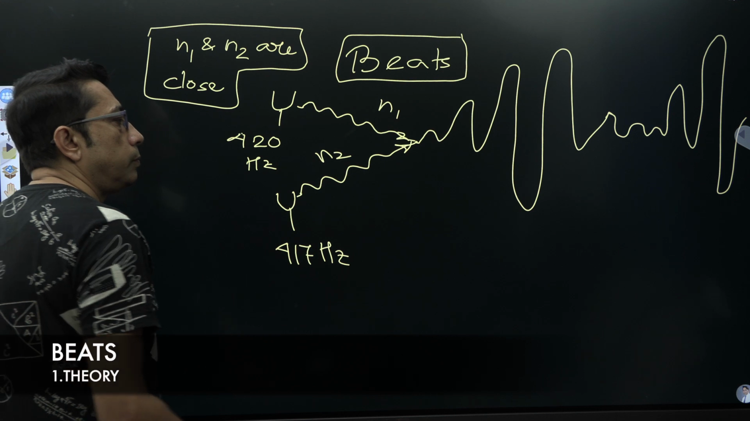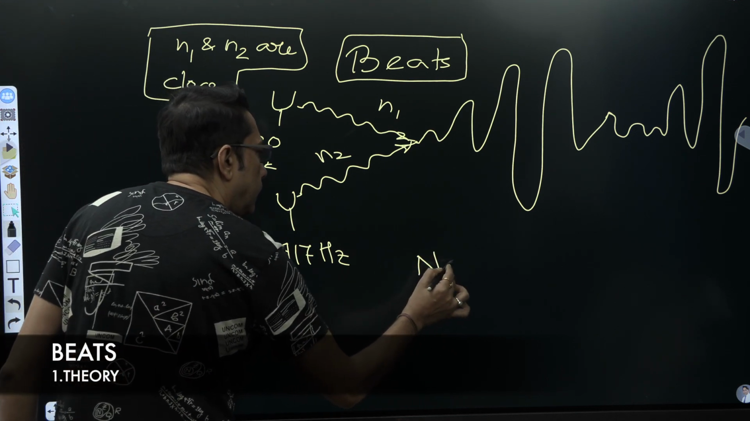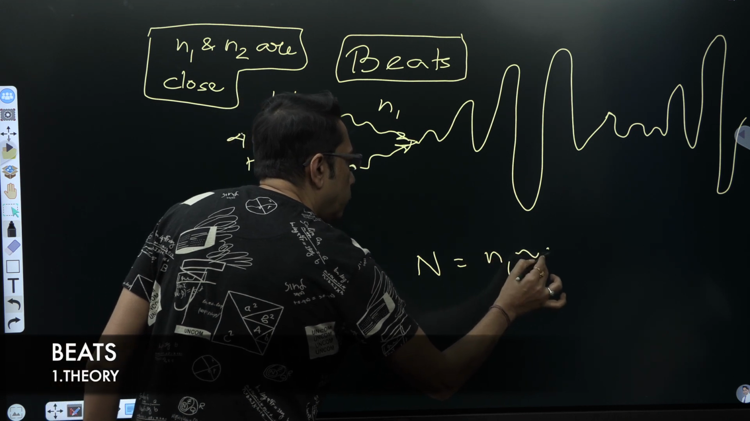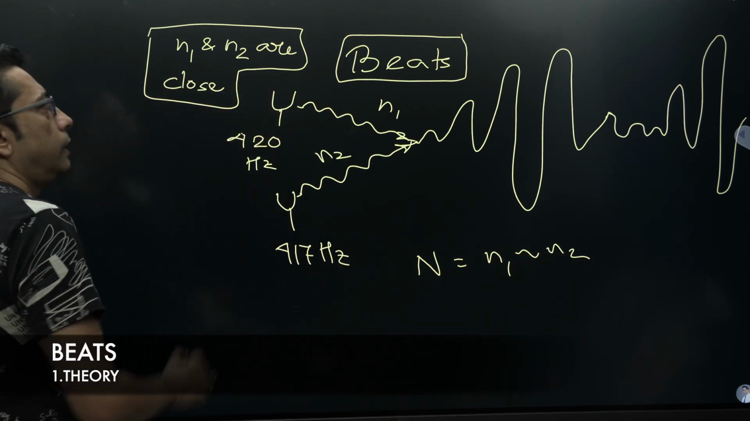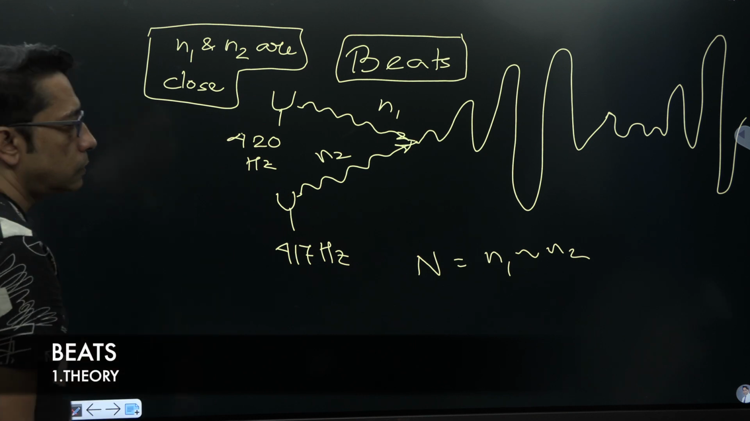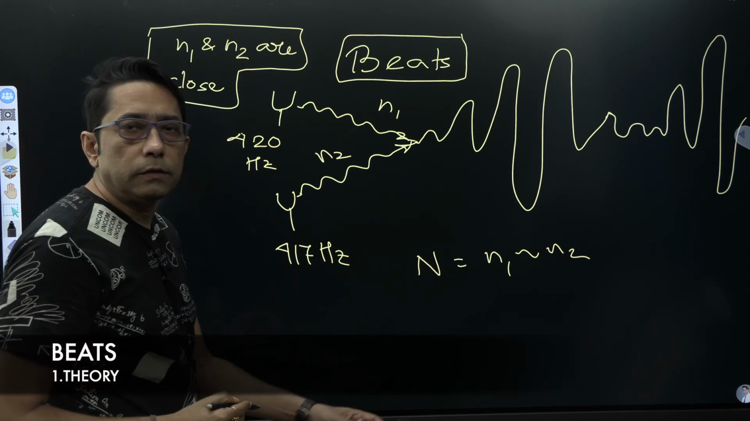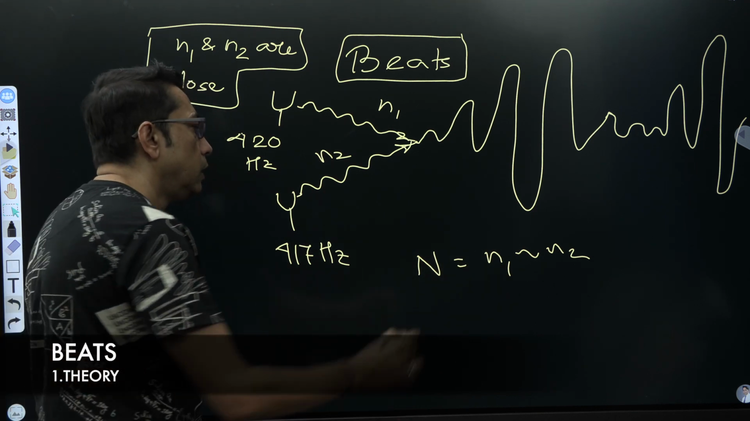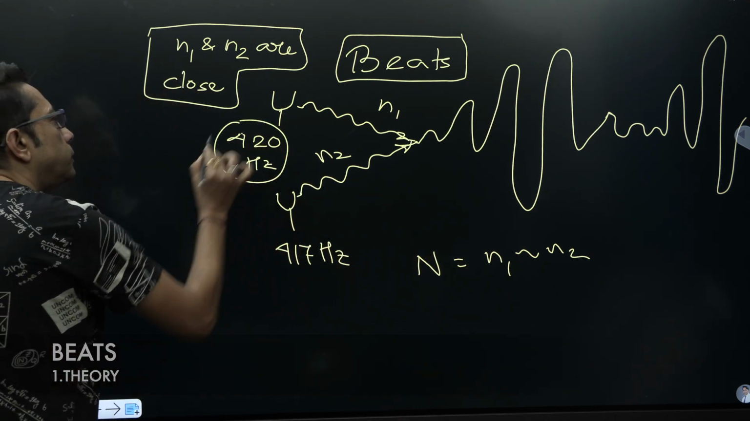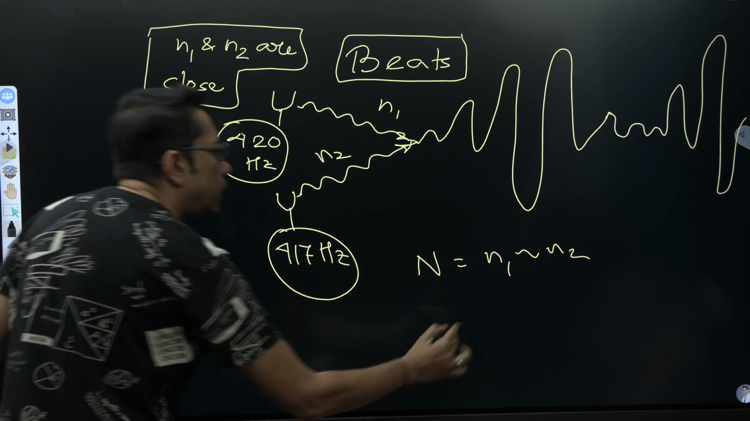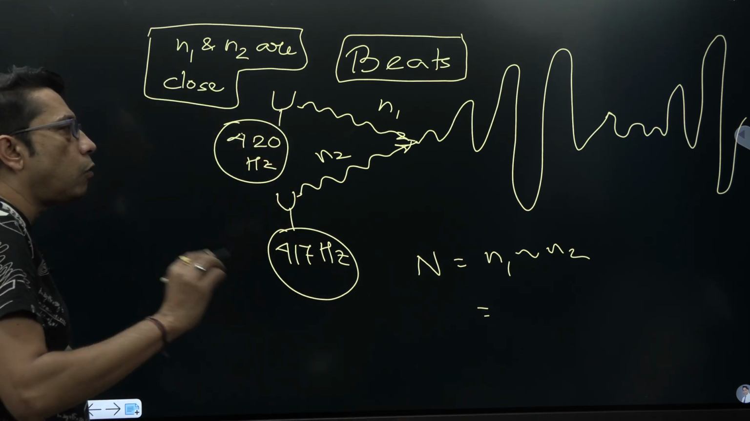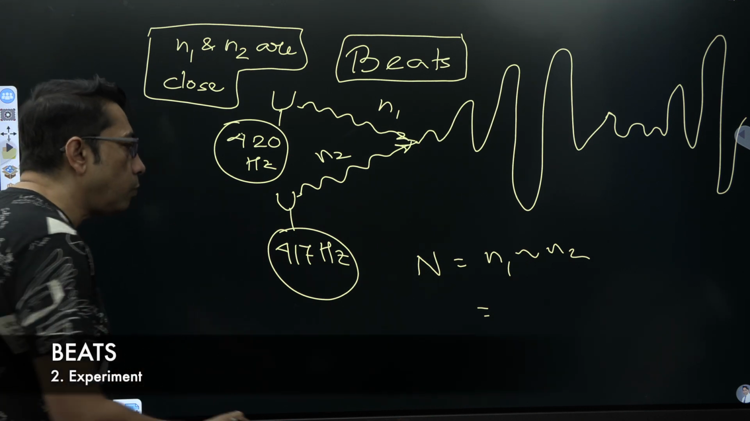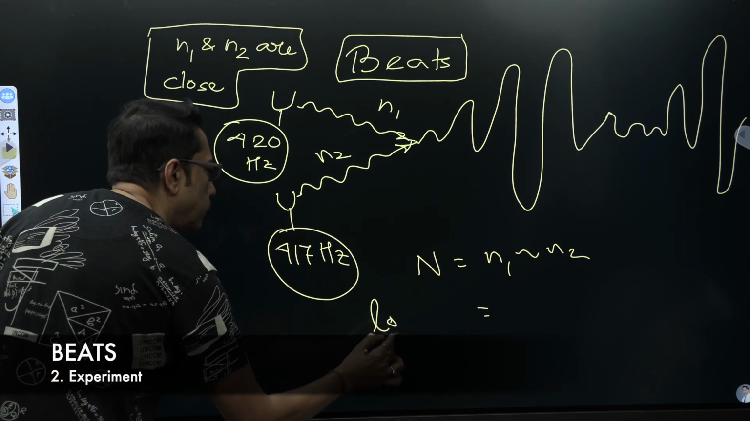This phenomenon is called beats, and N, capital N, is a very important term. It is nothing but the difference in the two frequencies N1 and N2. N1 and N2 are very close, so the difference means if N1 is greater than N2, N1 minus N2, or otherwise N2 minus N1. So from the example we have taken, what should be the number of beats per second? How many loud sounds we hear per second is called beats. How many loud sounds can we hear from this example?